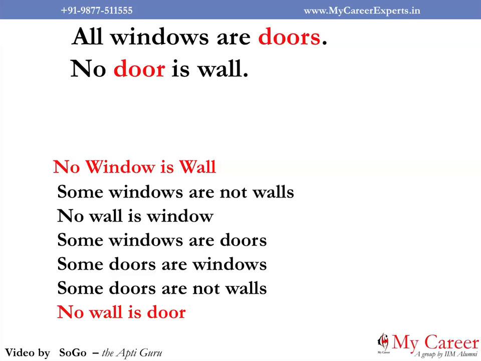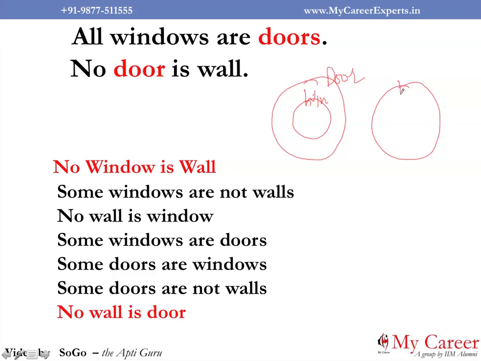This is the previous question. So we can see what other conclusions may be drawn from the statements. We say all windows are doors and no door is a wall. So this conclusion is there, no window is a wall. The second statement says... please try to see all the conclusions yourself. Then I will explain these conclusions.